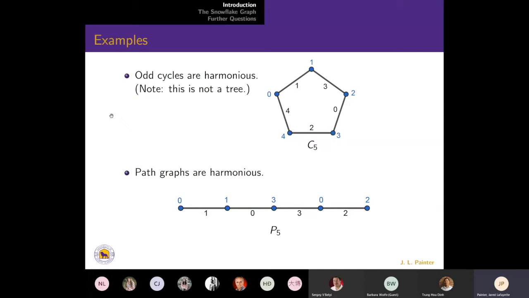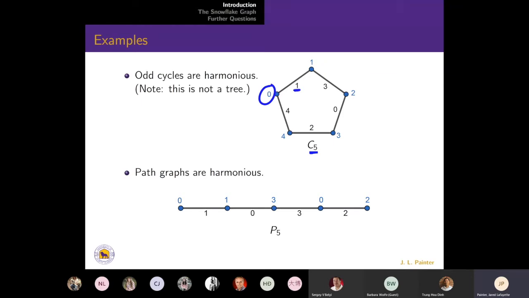These are a couple of known harmonious graphs. Odd cycles are known to be harmonious. This is just C5 over here. Now this is not a tree. This is the only example I have that doesn't contain a tree. Basically, we have 5 edges, and so we're working in Z mod 5. On these cycles, you can pretty much just label them in order. I choose a label of 0 for one vertex, and then I go 1, 2, 3, 4 all the way around. And then we add up our vertices mod 5 to get our edge label.